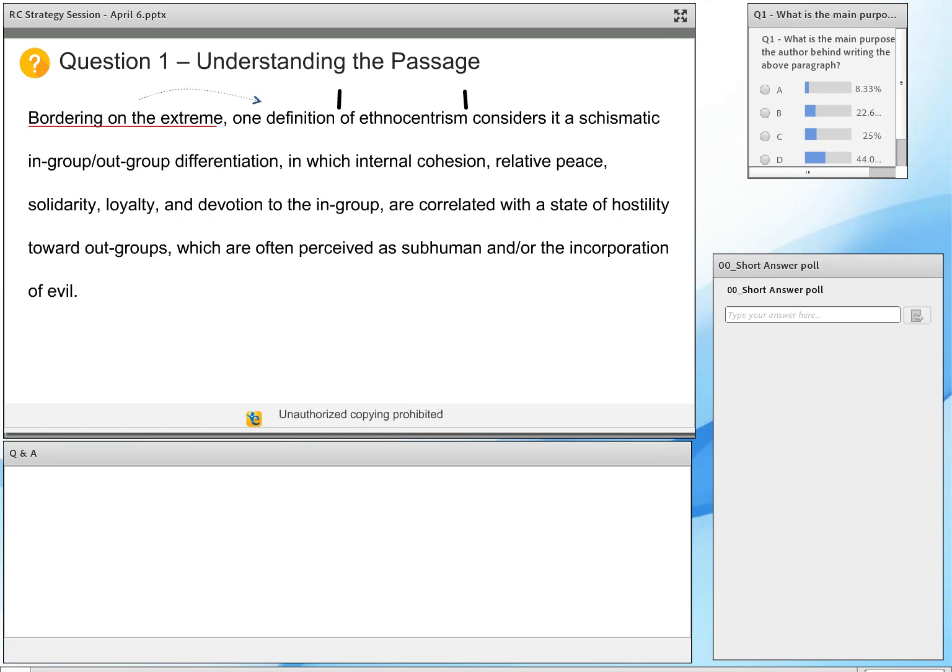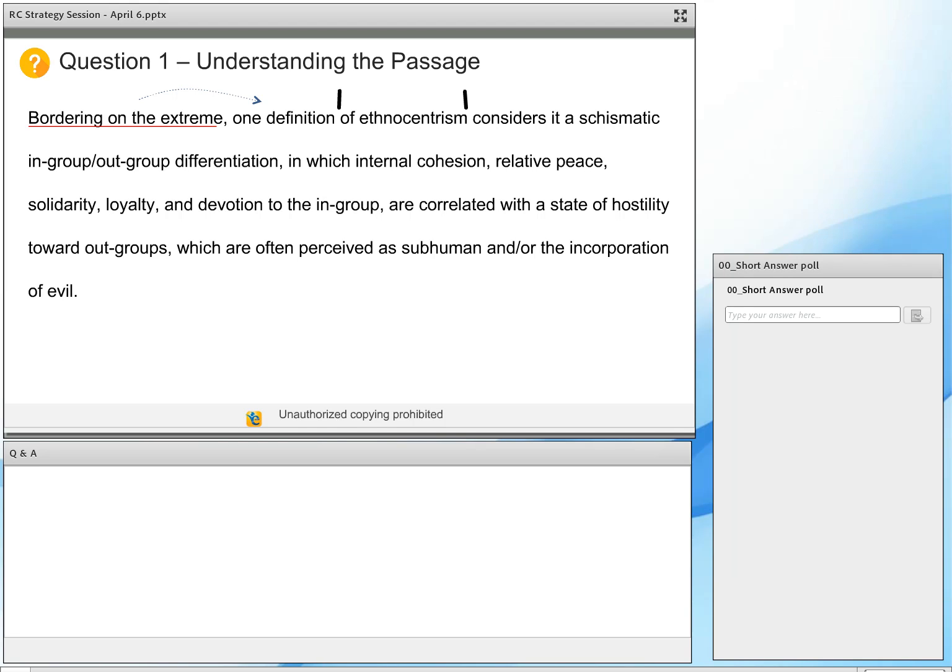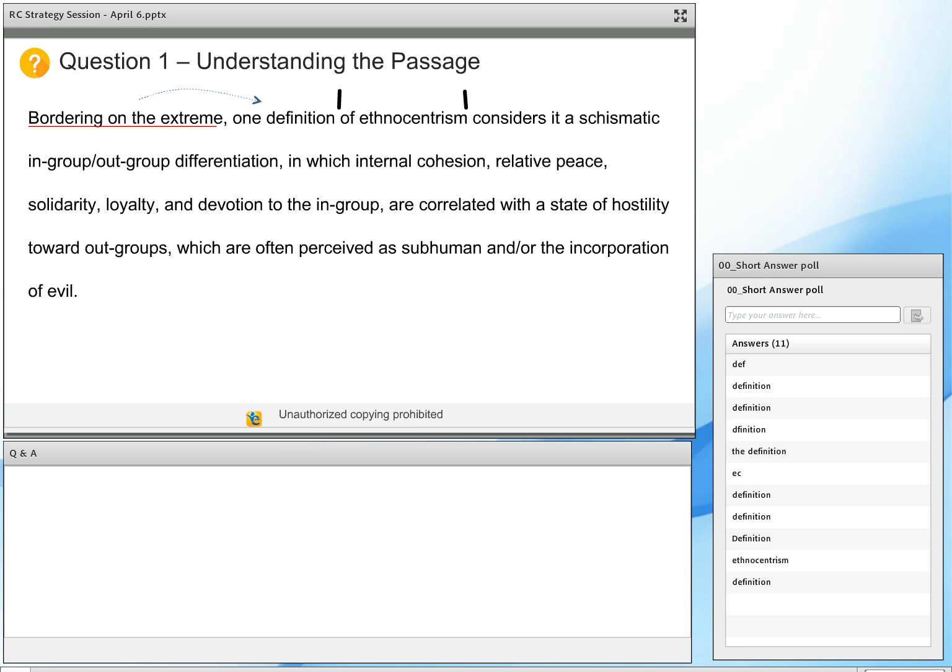Now I ask myself, what borders on the extreme? And so because I'm asking myself, I'm going to ask you now, what borders on the extreme? Is it the definition or is it ethnocentrism? Okay, it's not ethnocentrism, it's not EC, it is the definition that borders on the extreme. The author is not saying that EC is extreme. The author is saying that one definition of EC is extreme. Okay, that's what the author is saying right now.